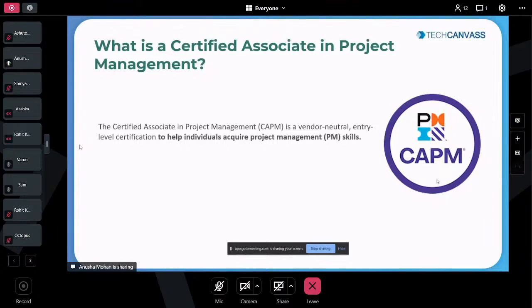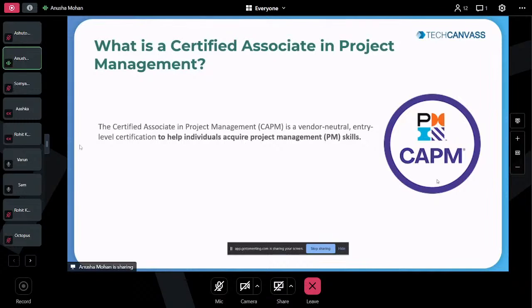CAPM is a credential offered by the Project Management Institute, which is PMI. It is an entry level certification for project practitioners, designed for those with less project management experience. If you have less project management experience, or if you're a beginner, or if you want to switch your domain from any technical domain to project management, CAPM is the exam you have to give in the very first go while you're looking for different certifications in project management.